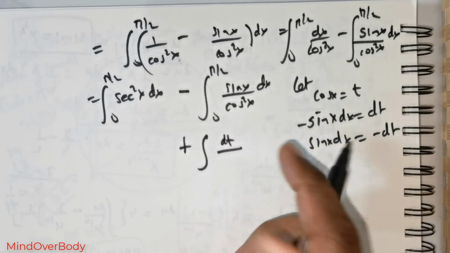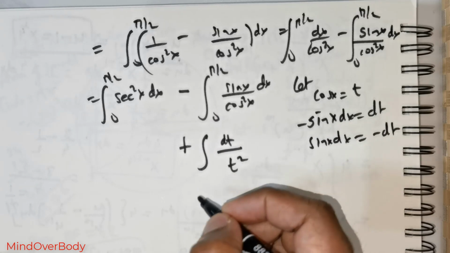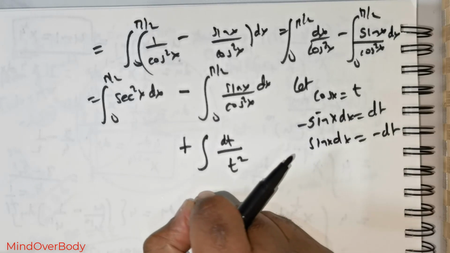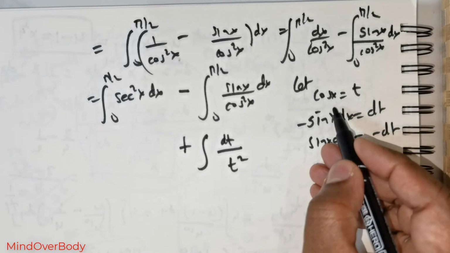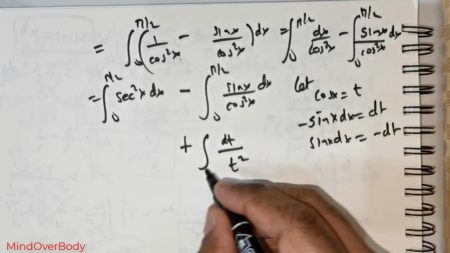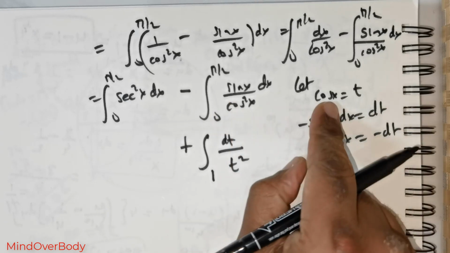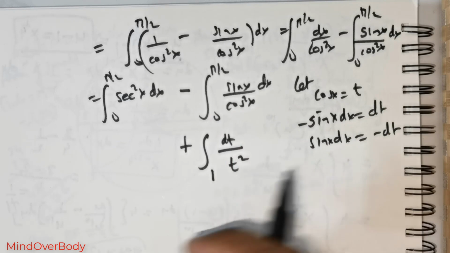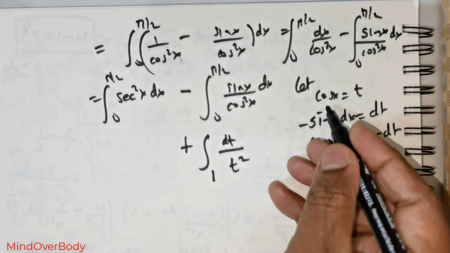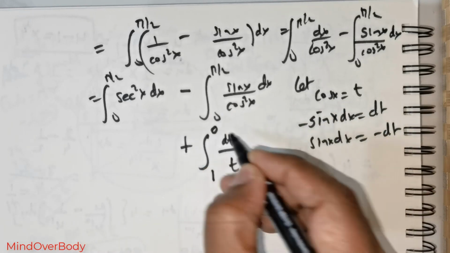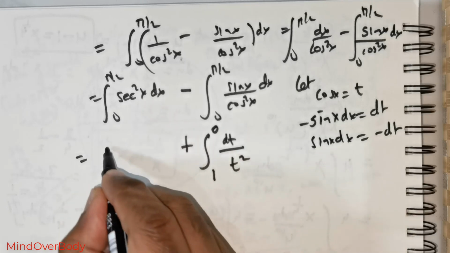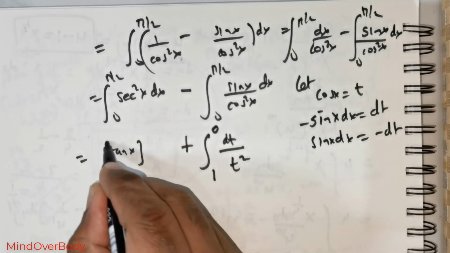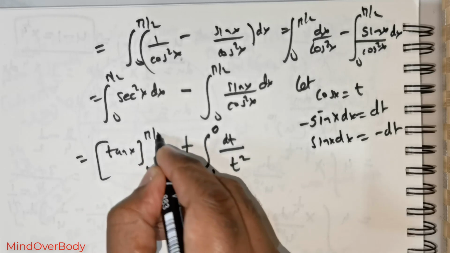I got a dt there, so this is going to be t squared, and the limits have to be substituted, 0 to pi over 2. If you substitute the limits, when x is equal to 0 we get t is equal to 1. When x is equal to pi over 2, t is going to be equal to 0 here. And when you integrate secant squared x, you get tan x. So tan x, the limits are 0 to pi over 2.